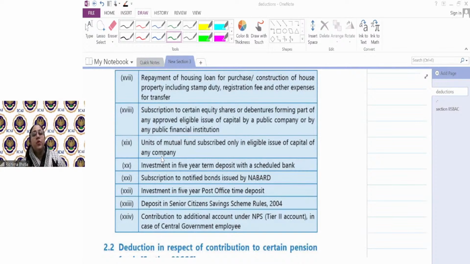For the previous year, whatever investment you are making in the previous year, actual basis पे they are allowed. Correct. Amount invested with a scheduled bank is allowed for deduction for FD.